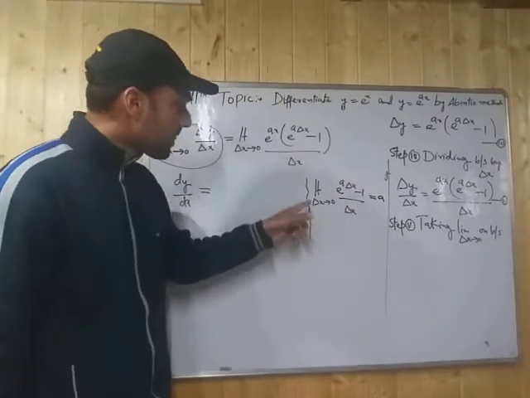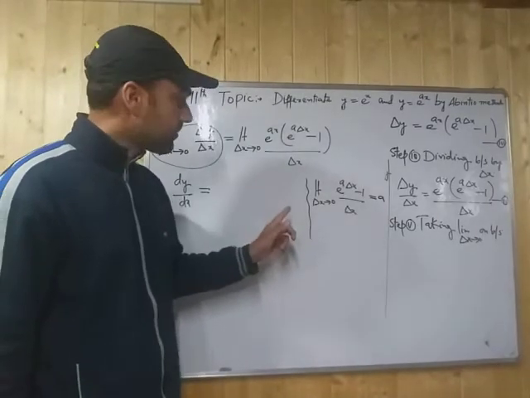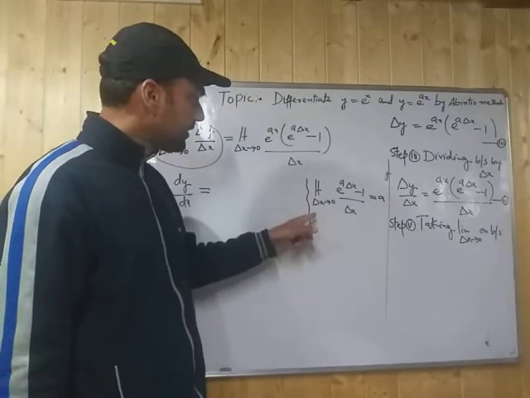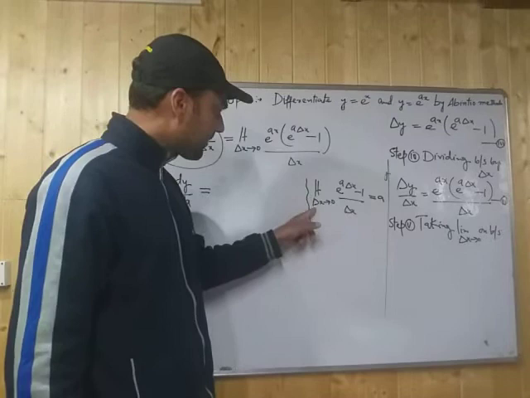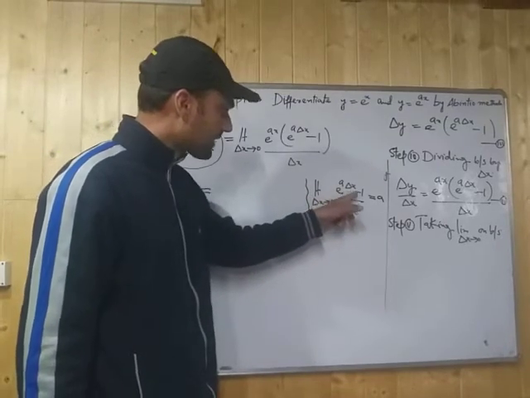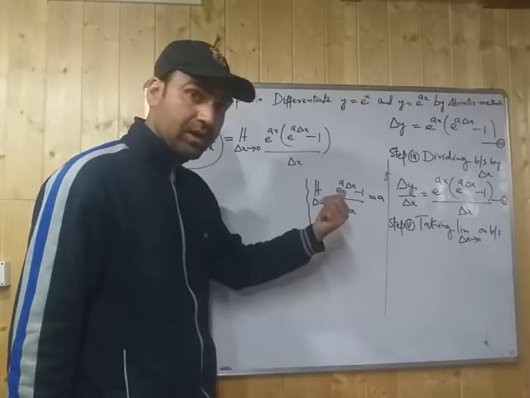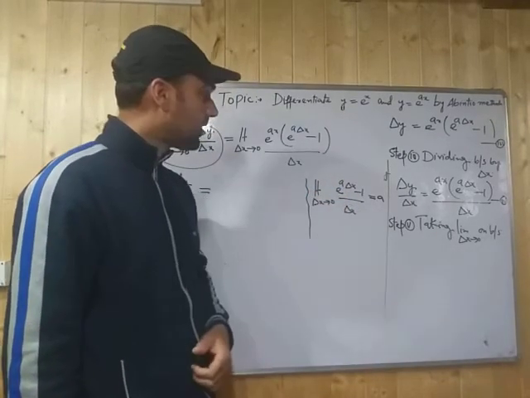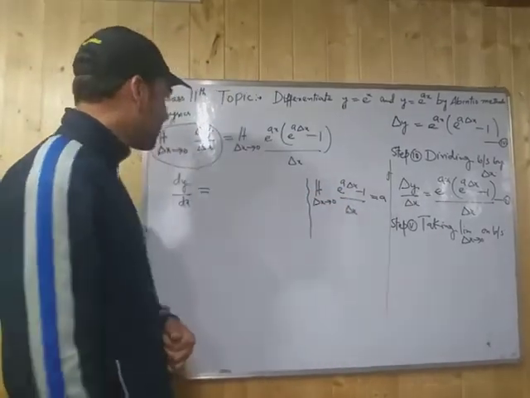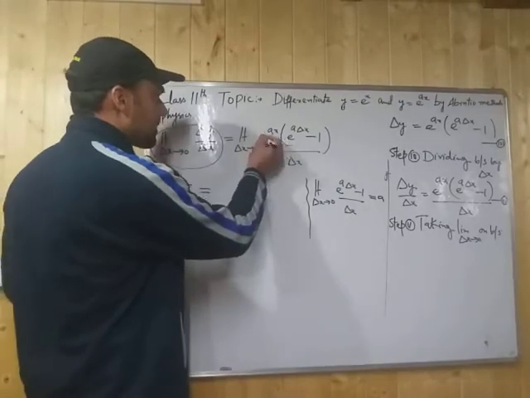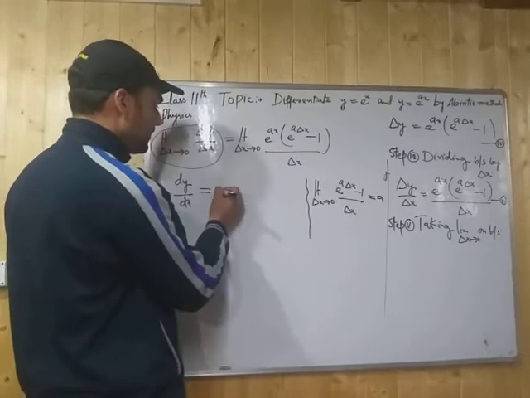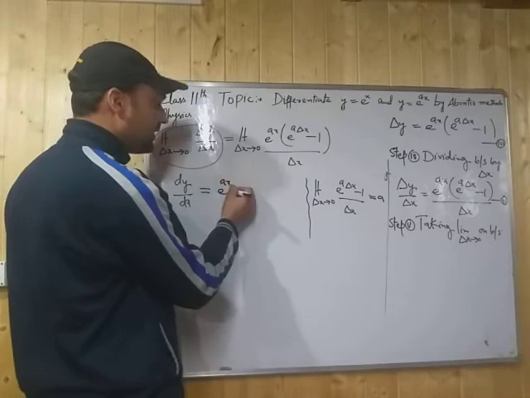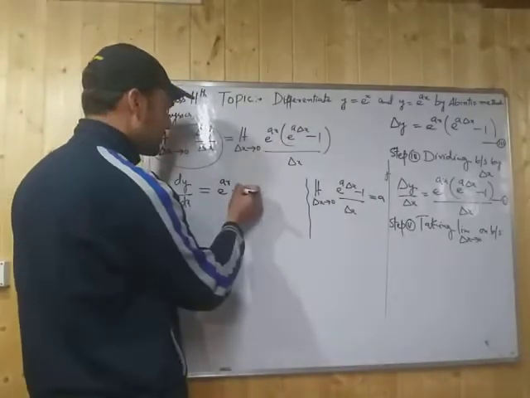So I will repeat here. In the previous question we applied an identity: limit del of x approaches 0 of e raised to power del of x minus 1 divided by del of x was equal to 1. But here it is a times del of x minus 1, so this will be a. So we can write here e raised to power ax into, this whole is equal to a.